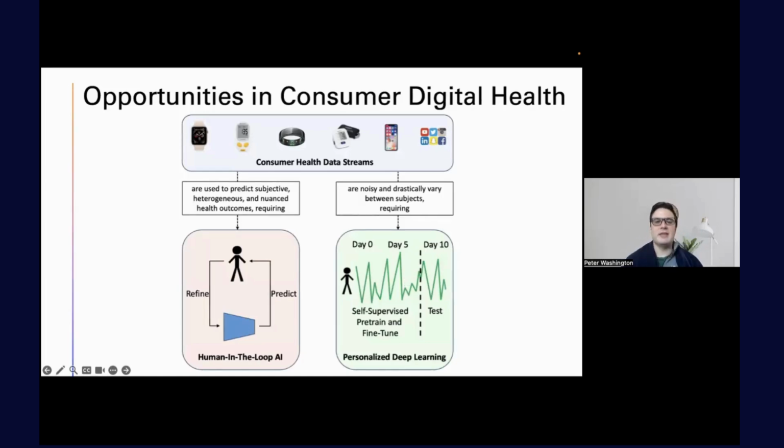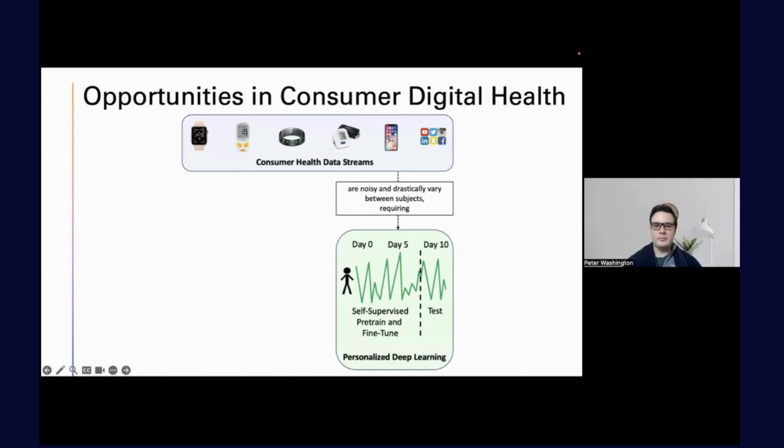So anyways, that's the first area of human in the loop AI. And we just touched upon one example of humans working together with AI models and some of the other issues with diagnostic AI. So now I want to turn to the personalized deep learning side of things.